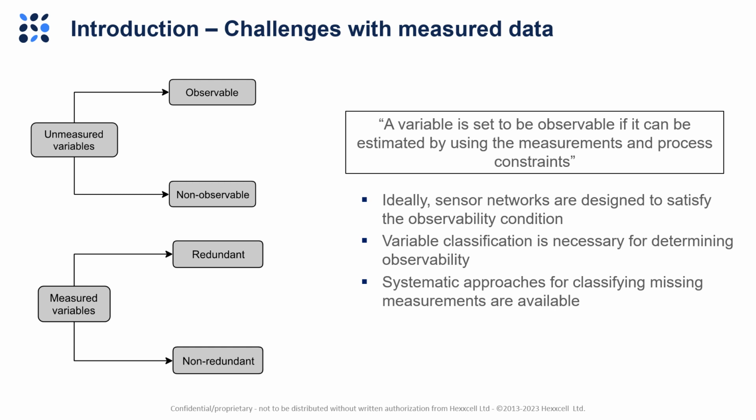In addition, only observable unmeasured variables can be estimated once measured data are reconciled. The importance of this classification also applies when designing sensor networks, as the designer seeks for satisfying the observability condition, or at least to be as close as possible. There are systematic methods available for classifying process variables, and we will mention them later.